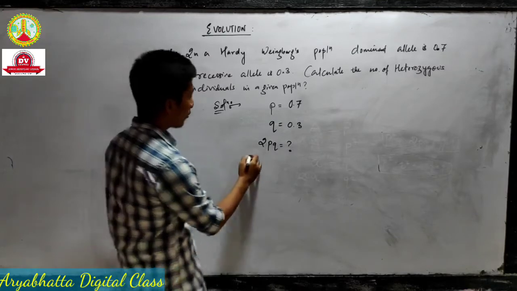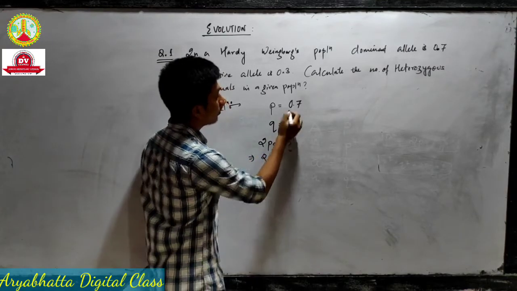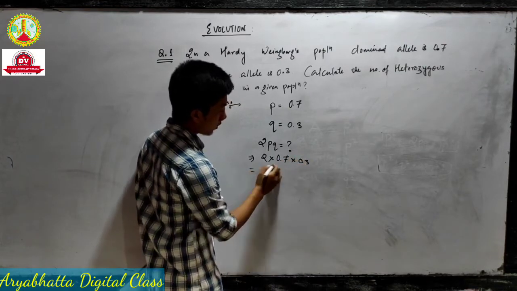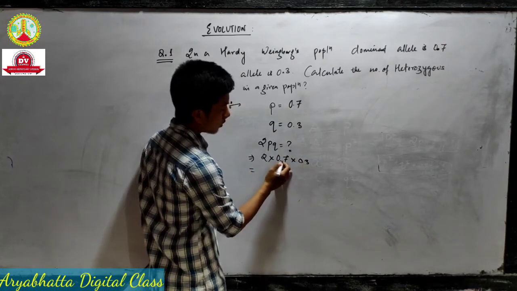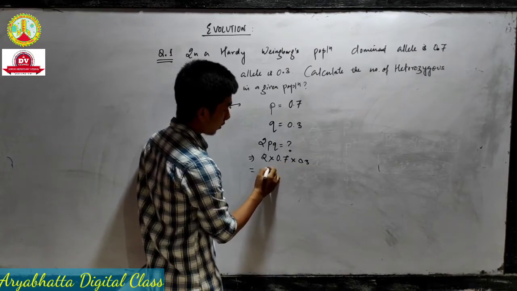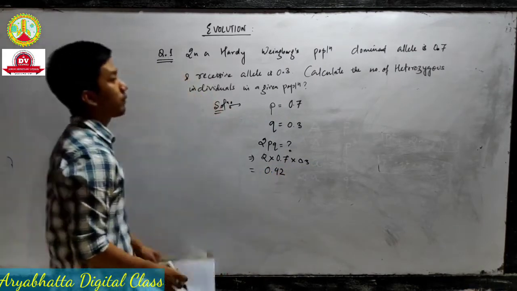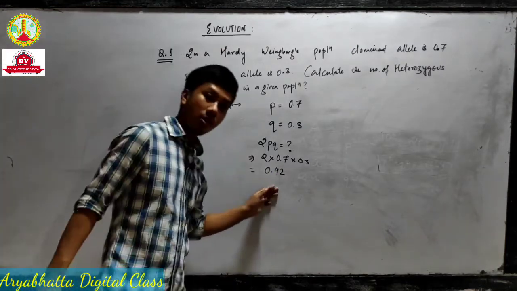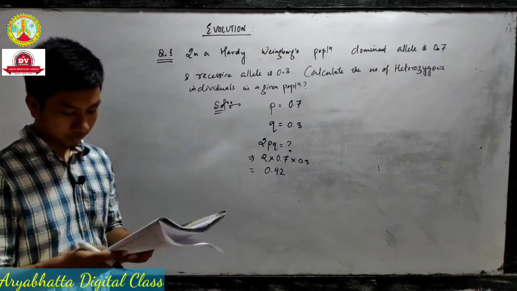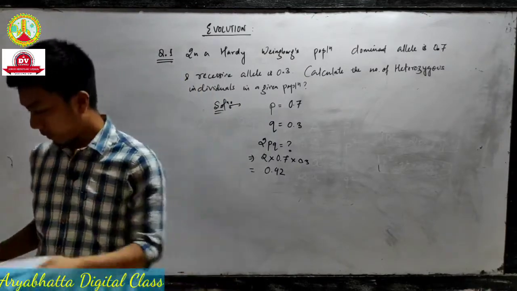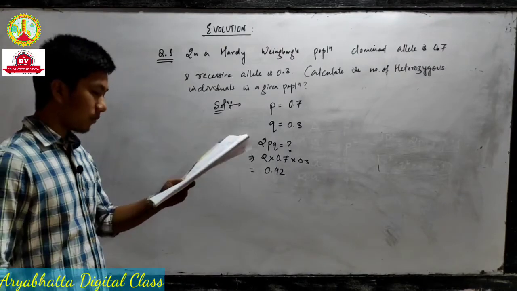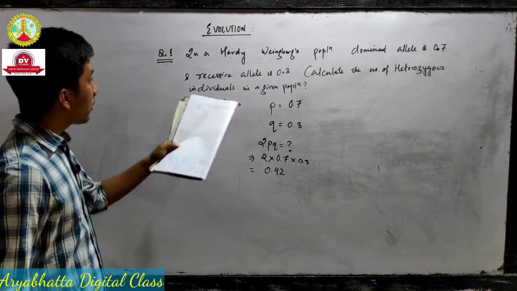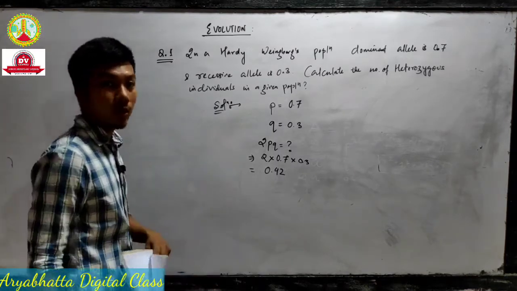Simple. Just put the values: 2 times P, 0.7, times Q, 0.3. So what will be the answer? 2 times 3 is 6, 6 times 7 is 42, and there is a decimal point, so it will be 0.42. So to calculate the number of heterozygous, we've got 0.42. I'll give you homework based on this.